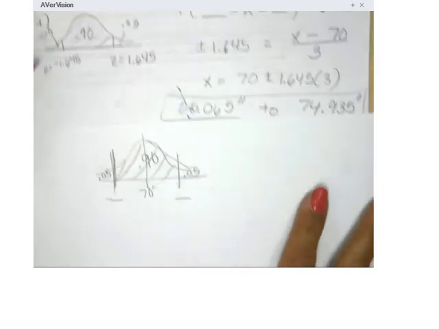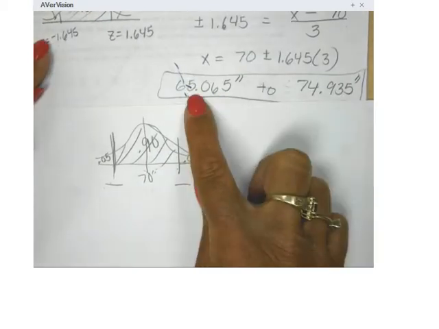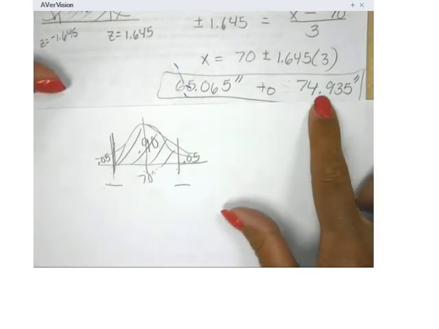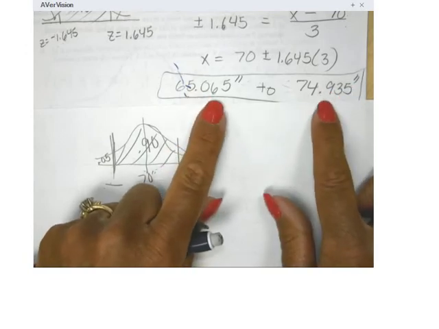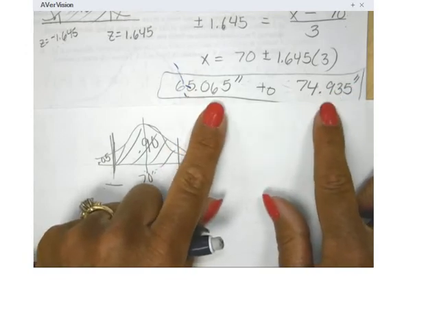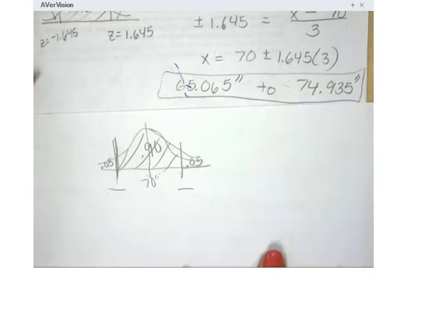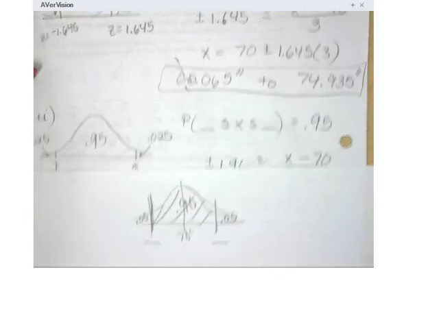And once we do that, and sorry about the little marker there, we find out that the values are about 65.1 inches and 74.9 inches. 90% of our males will be between those two heights. And then notice what would happen if we want to change the question to 95% of the heights are in between what two values. Our picture would change.